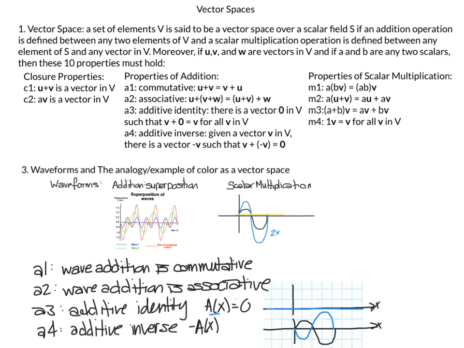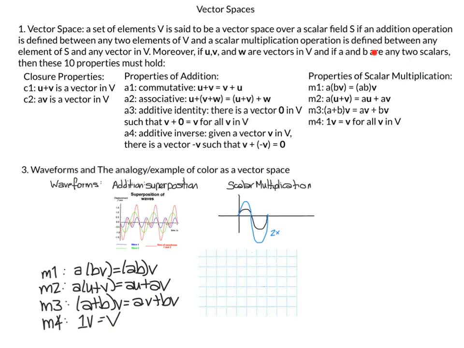The additive inverse: if you have this blue waveform over here and you want to get to a flat line, then, if you're looking at the black, to get the inverse you're going to add the blue. In other words, you're just going to reflect the black waveform over the x-axis. So when you add them together, you just get the x equals 0 line. You can go through the properties of scalar multiplication and convince yourself that they will all work out as well.